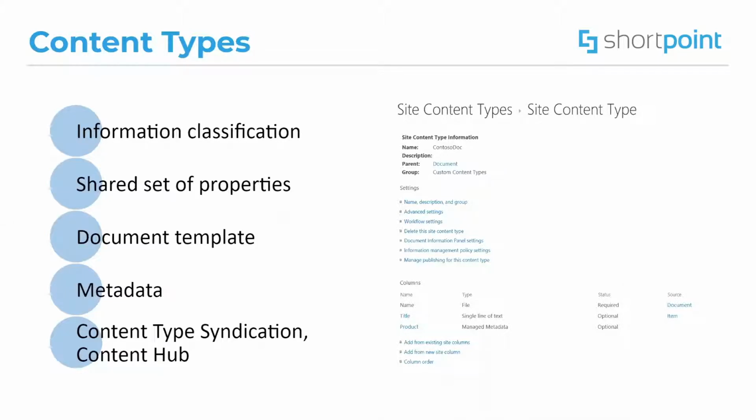So content types can be defined and reused across all the sites inside of the same site collection, but also can be shared between site collections and web applications in the case of on-premise configurations. This is referred to as content type syndication.